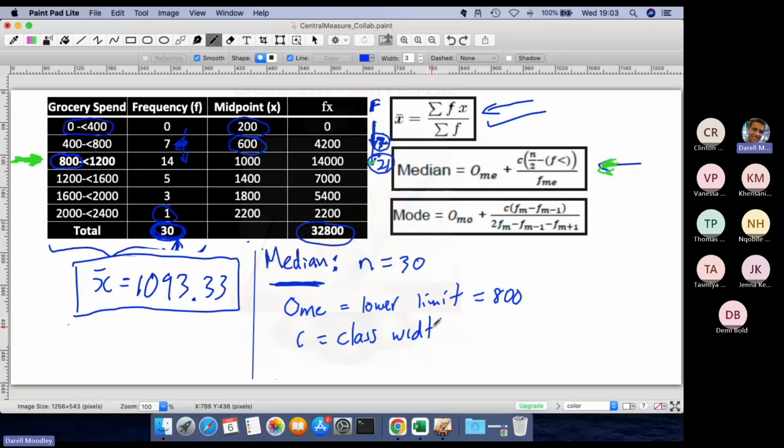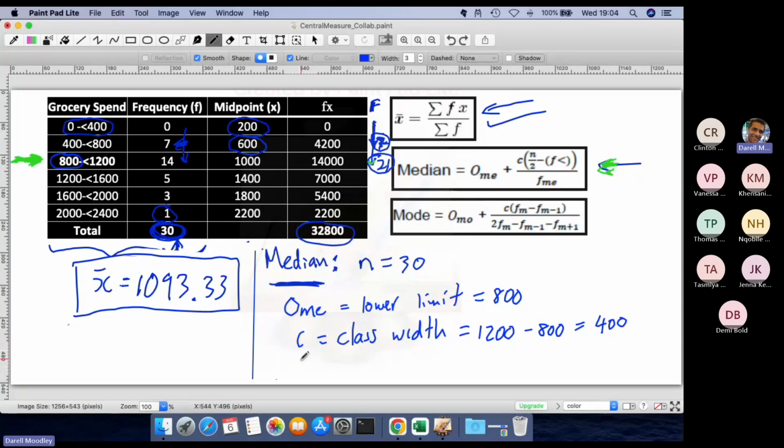Now you can look at any of these intervals, any row, the width would always be the same. Because if you look at the first interval, the width is 400. How do you get the width? You just subtract the lower limit from the upper limit. So in other words, you can take any interval. I'll just take the same interval we're working with, 1,200 minus the lower limit, which is 800, and you are left with 400. That's your width, class width.